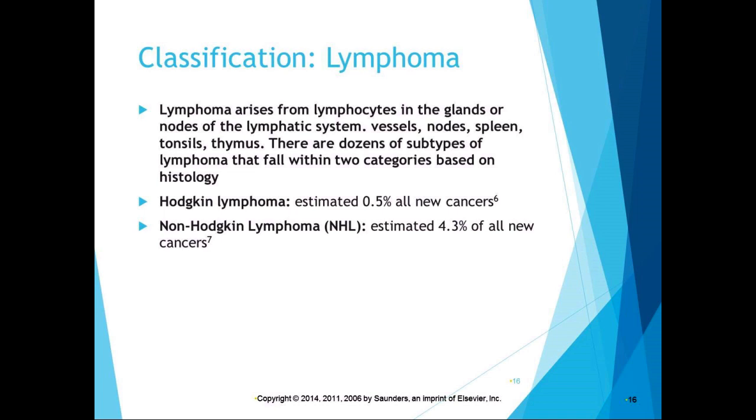Lymphoma arises from lymphocytes in the glands or nodes of the lymphatic system: the lymph vessels, nodes, spleen, tonsils, or thymus. There are tons of different subtypes of lymphoma, but there are two main categories, Hodgkin's and non-Hodgkin's lymphoma. When I'm saying the incidence of new cancers, you don't have to memorize that, obviously. I'm just trying to give you an idea of what the incidence is. And we will talk more about lymphoma in the blood and lymph section next quarter.